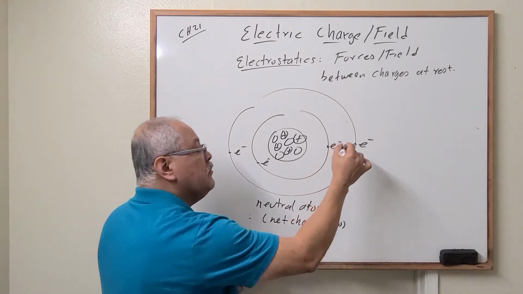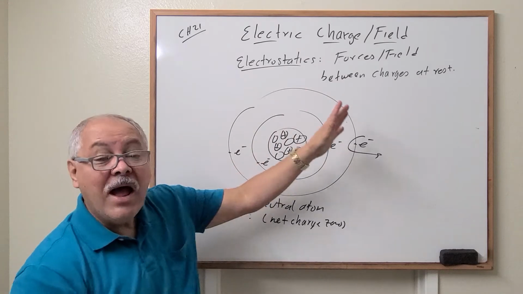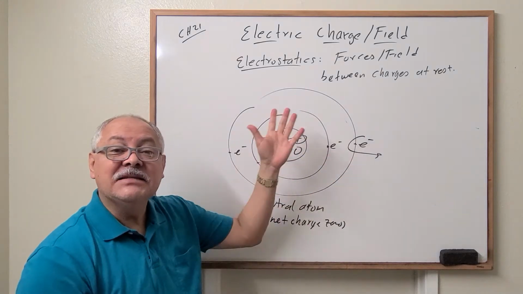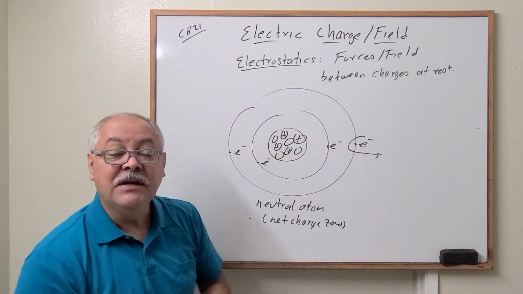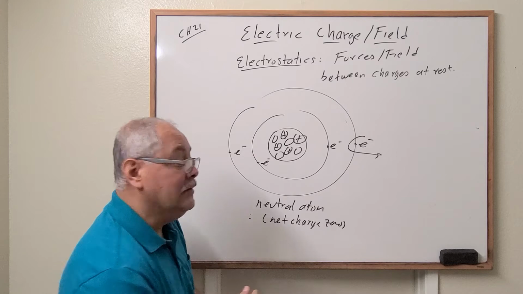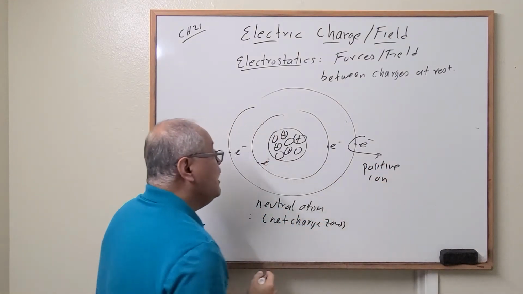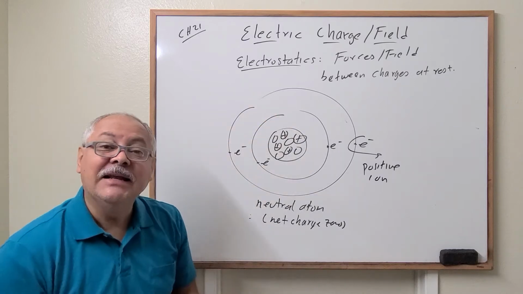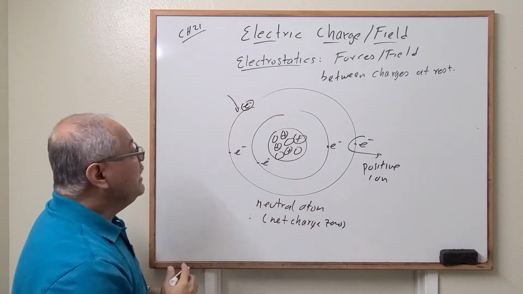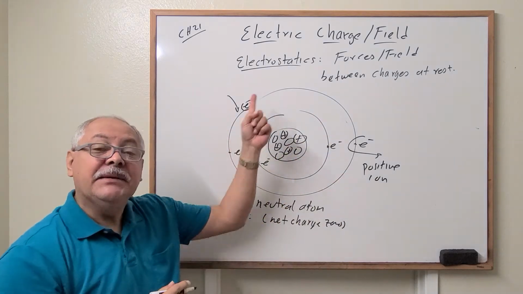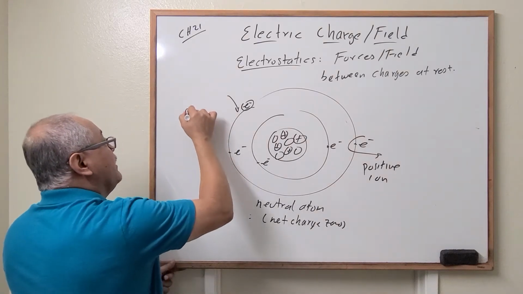What happens if we remove one electron from this neutral atom? Well, in that case, the whole atom behaves as a charged particle. It's going to be positive, and that's why we call this a positive ion. If this neutral atom gains an electron, the atom behaves as a negative charge, and it also has a name: this is a negative ion.